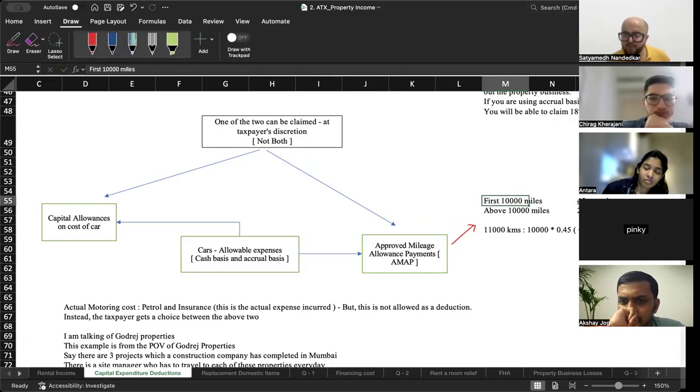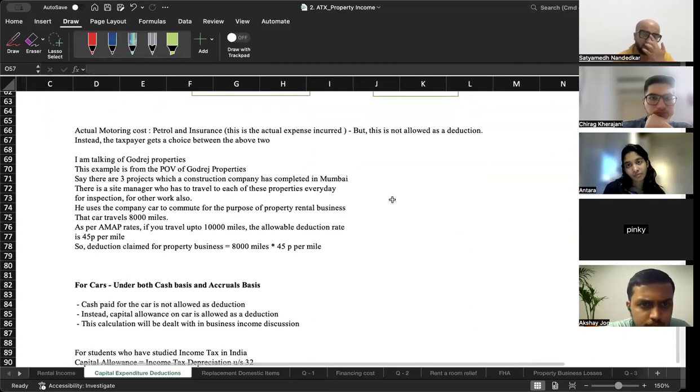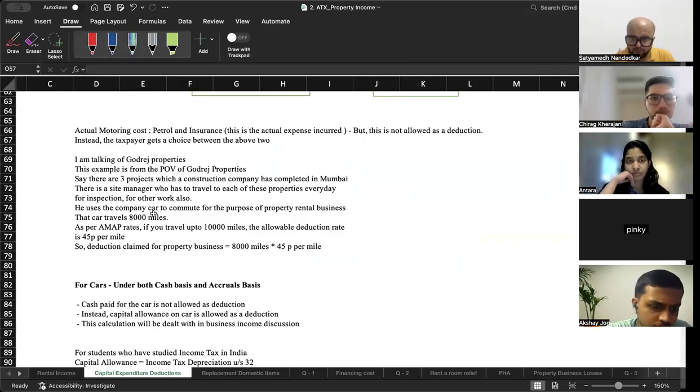Up to first 10,000 miles, 45 pence per mile. And then above that, 25 pence per mile. So when he travels 10,000 miles or 8,000 miles or whatever it is, that into 0.45 will be allowed as a deduction. So 8,000 miles was the traveling for property business purpose. 8,000 into 0.45, whatever is the amount, that will be allowed as a deduction.